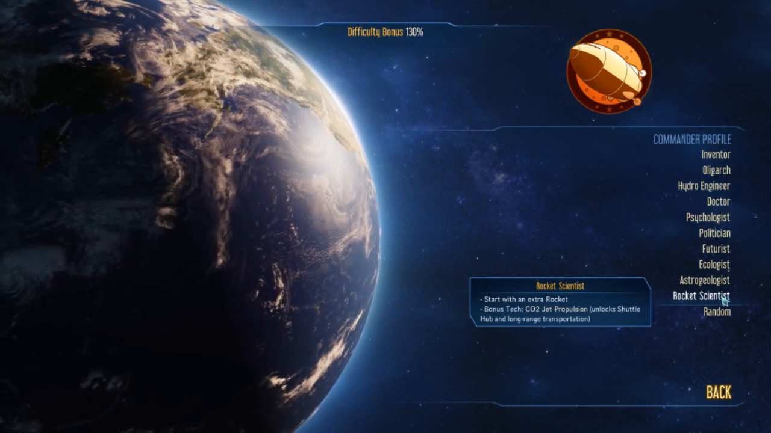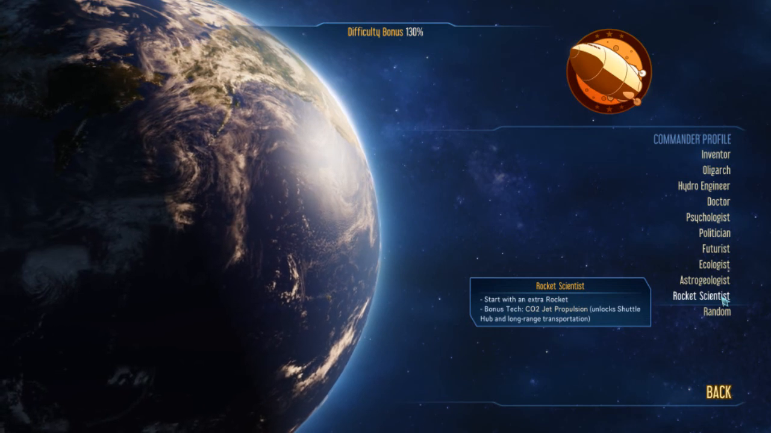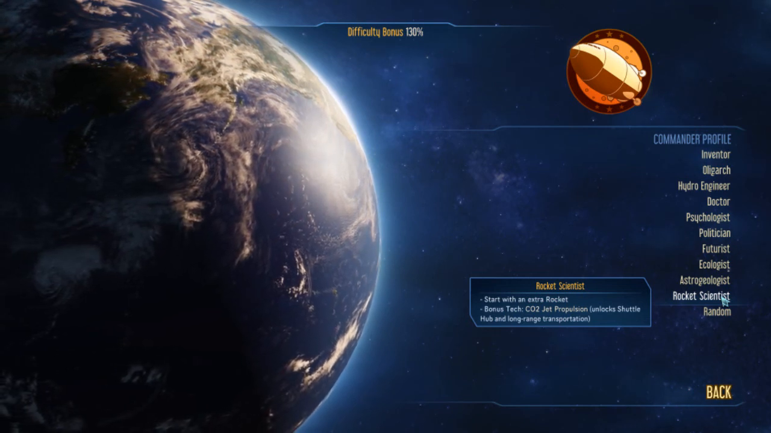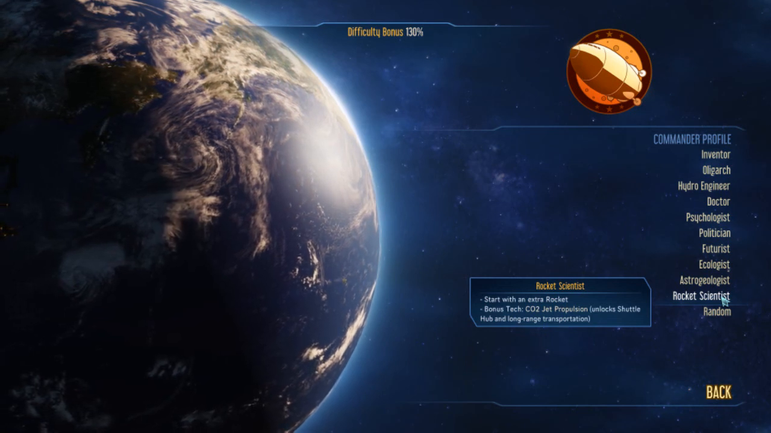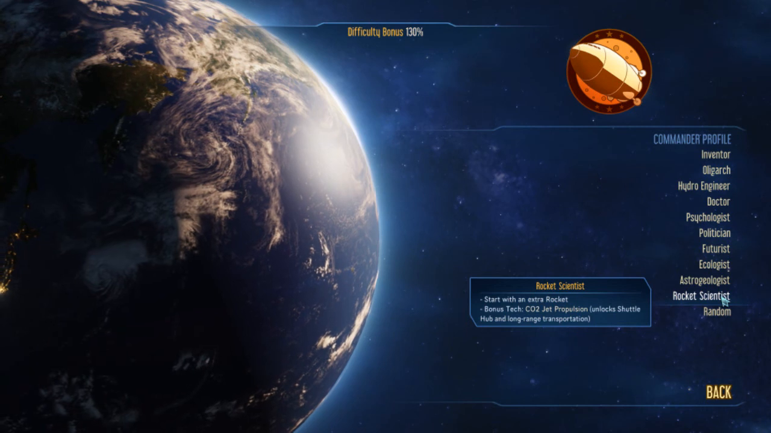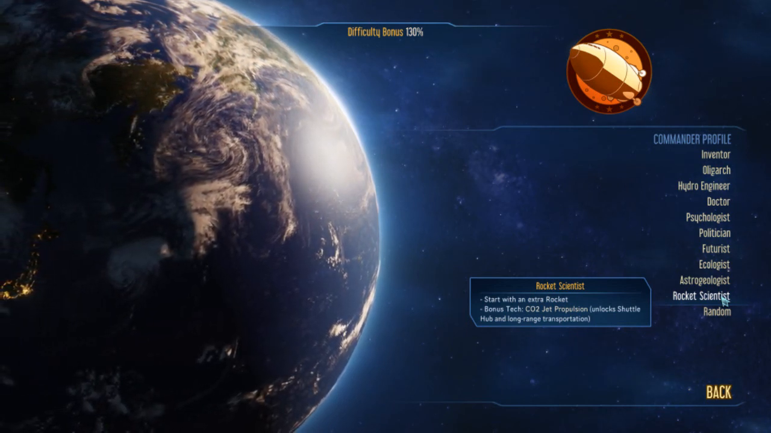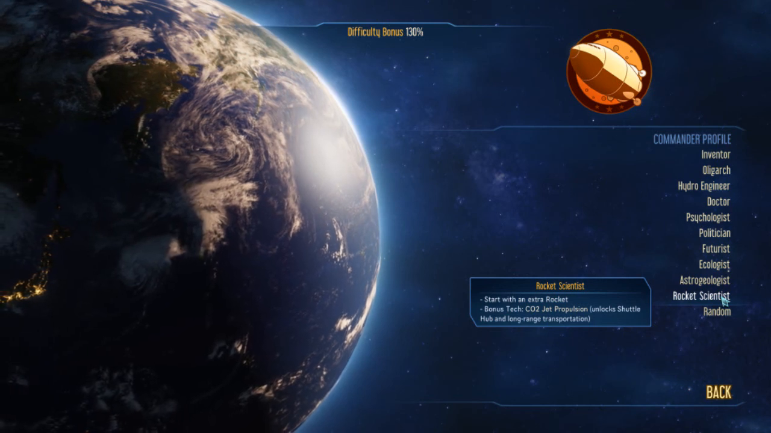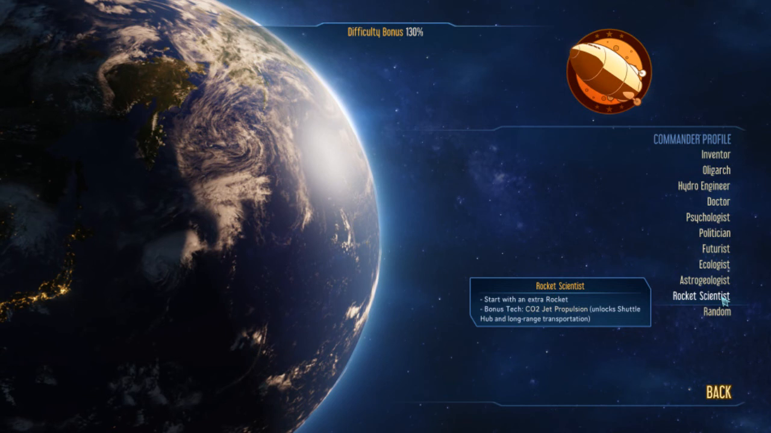Then Rocket Scientist. The extra rocket is situationally useful. If you've got one or two rockets at start, you might want to consider taking an extra one. And then you've got the CO2 jet propulsion. This isn't really that relevant. It's not too difficult to unlock it. The tunnels, now that they exist, are something that you can use instead for shorter range ones in any event. And realistically speaking, you'll probably have access to this tech before you need it, just from the natural way that the tech progression occurs in this game.